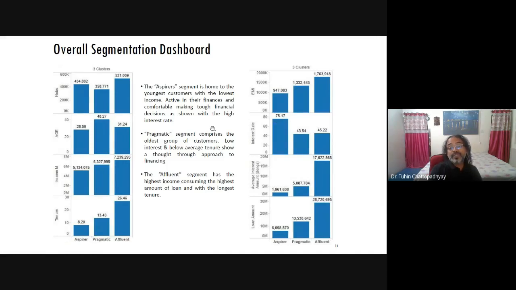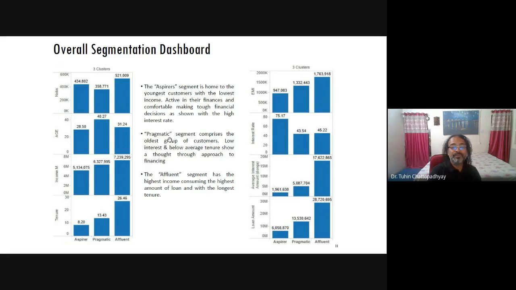And that's why I named them Aspirers. Why Aspirers? Because they aspire to something, and they are making valuable purchases, maybe iPhones or electronic gadgets, whatever is fancy for them. They're ready to shell out a big amount of money as interest and purchase that.